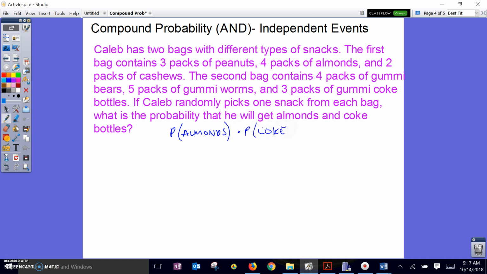Again, these two are independent because what he picks out of the bag of nuts has no impact on what he picks out of the bag of gummies. So first we find the probability of almonds. We look at the bag containing the nuts. There are a total of 9 packs of nuts in that bag. How many of them are almonds? 4. So the probability of getting almonds is 4 out of 9. For the gummy bag, there are 4, 9, 12 total items in there, 3 of which are Coke bottles.